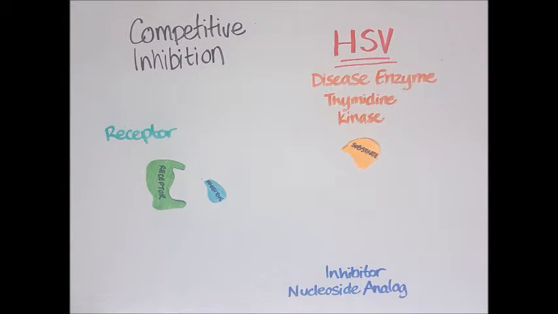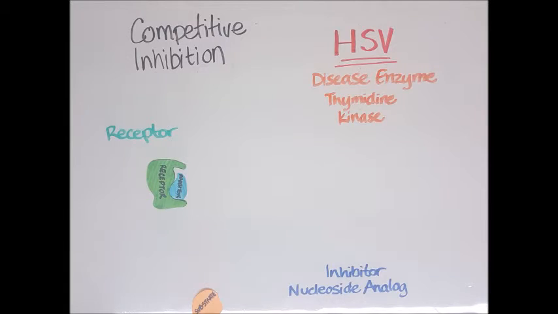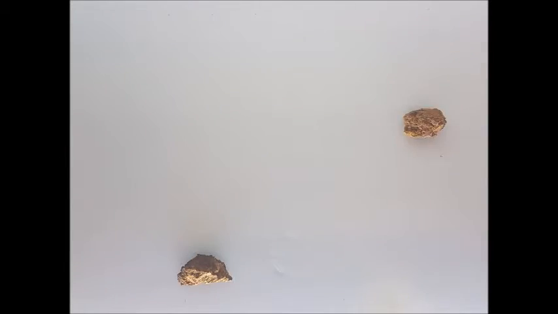In the case of herpes, these nucleoside analogs inhibit thymidine kinase, which is just an enzyme. When the receptor is filled by the nucleoside analog, thymidine kinase cannot be phosphorylated. By disabling the phosphorylation of thymidine kinase, the herpes virus is no longer produced and prevents the herpes complex from spreading.